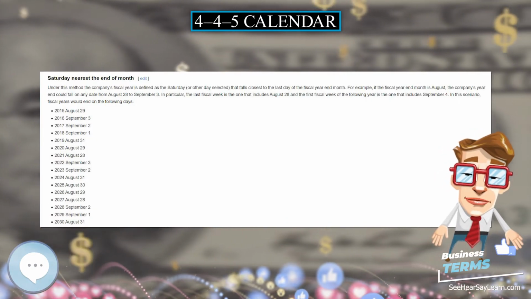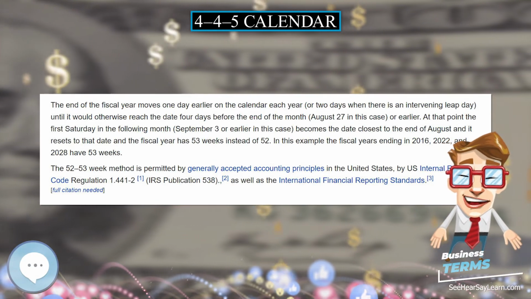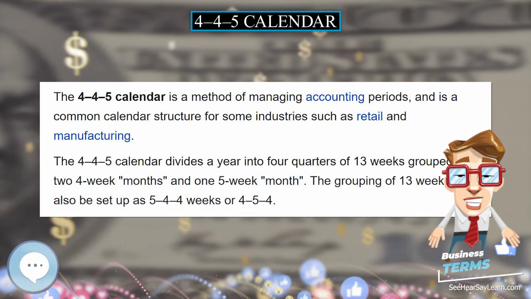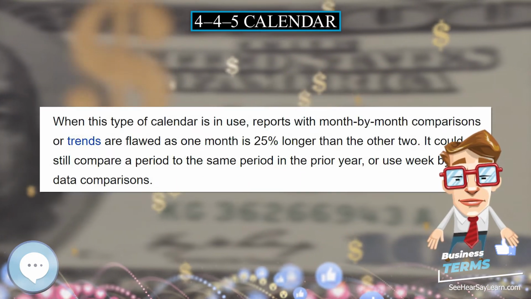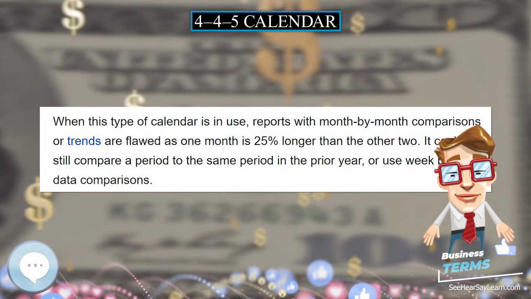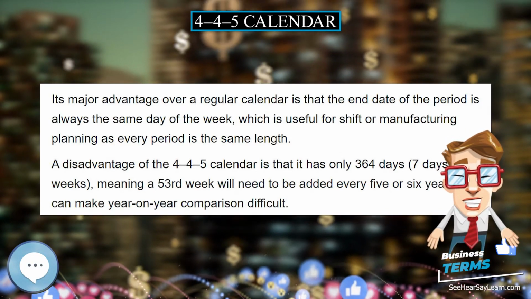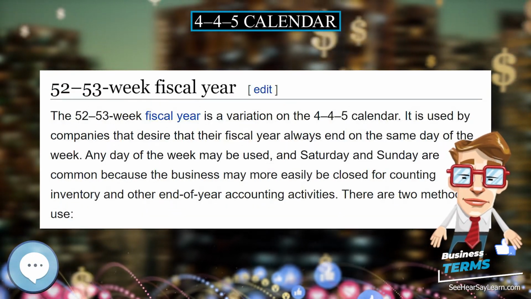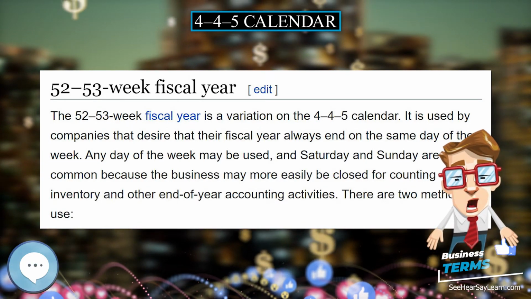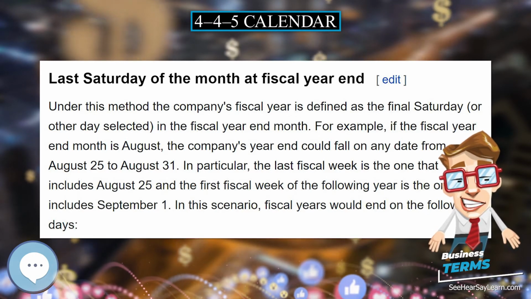Saturday nearest the end of month. Under this method the company's fiscal year is defined as the Saturday, or other day selected, that falls closest to the last day of the fiscal year end month. For example, if the fiscal year end month is August, the company's year end could fall on any date from August 28th to September 3rd. In particular, the last fiscal week is the one that includes August 28th and the first fiscal week of the following year is the one that includes September 4th.